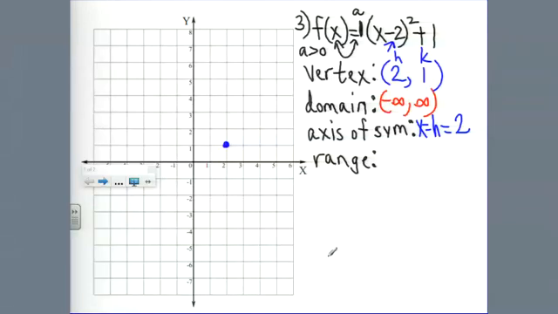Now we need one point to the left of the vertex and one more point to the right. In my math lab, you may just need one additional point besides the vertex. But since we're doing this by hand, let's pick 2 additional points. Let's use positive 1 and positive 3.